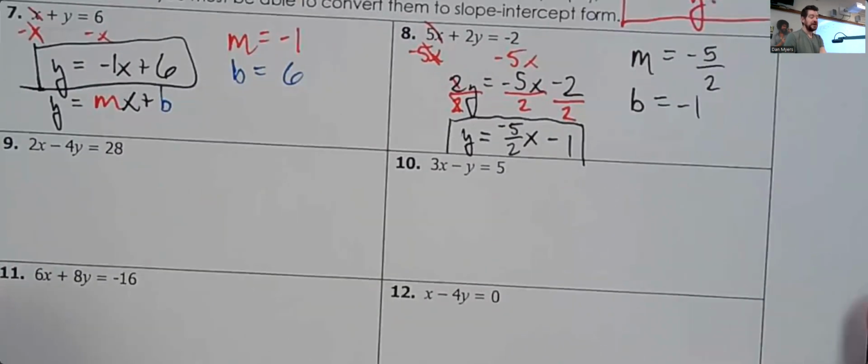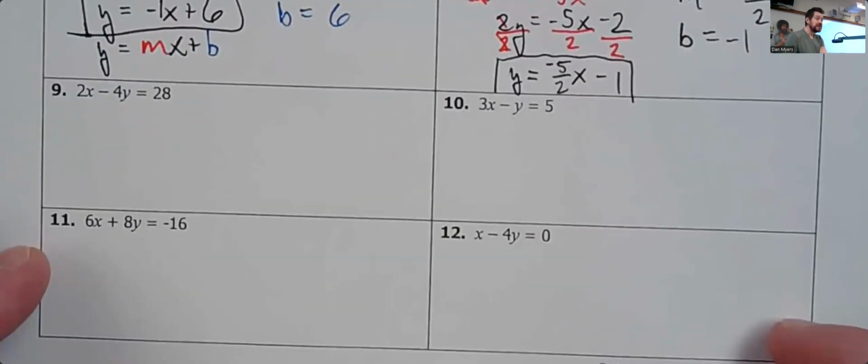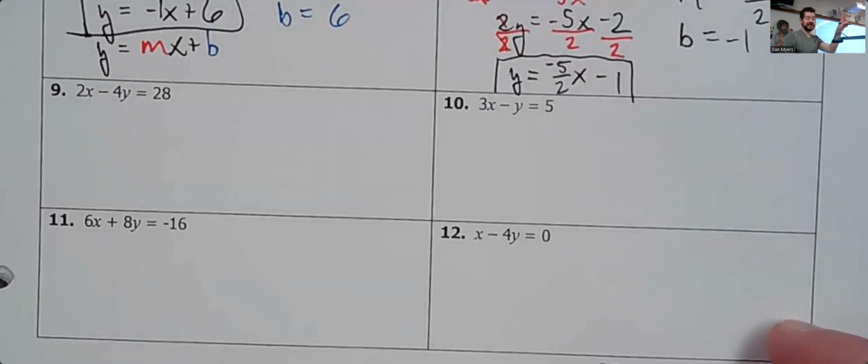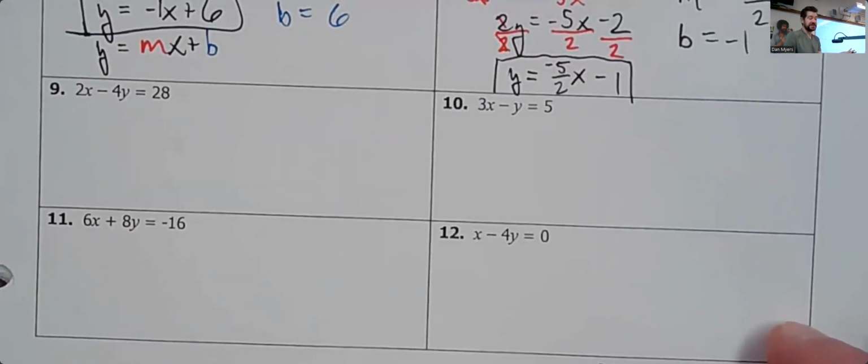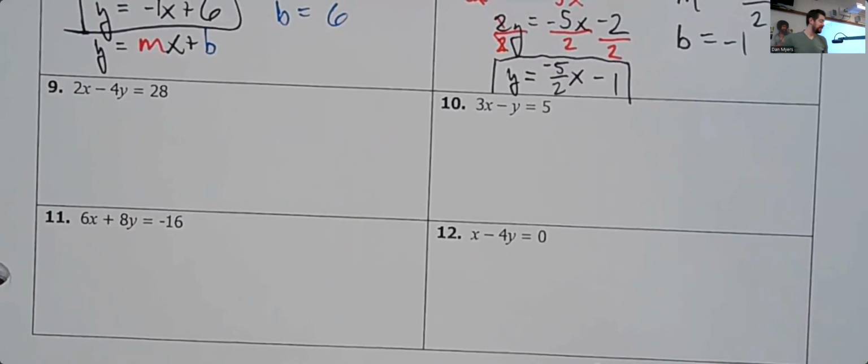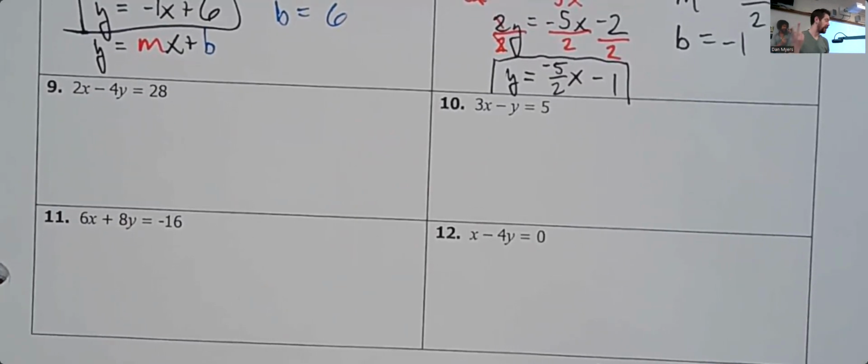All right. So by the way, at most, you will have 2 steps to get y by itself. At a minimum, it'll only take 1 step to get y by itself, but you're never going to have to do more than 2 steps of algebra to get y by itself on these problems. All right, number 9, here we go.